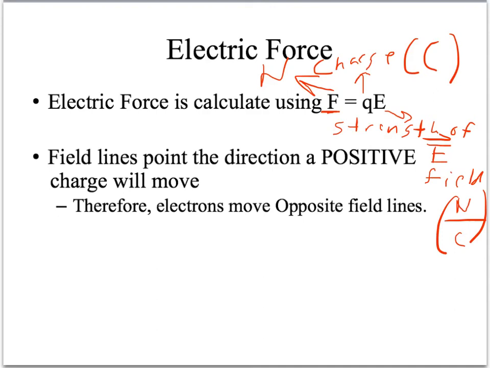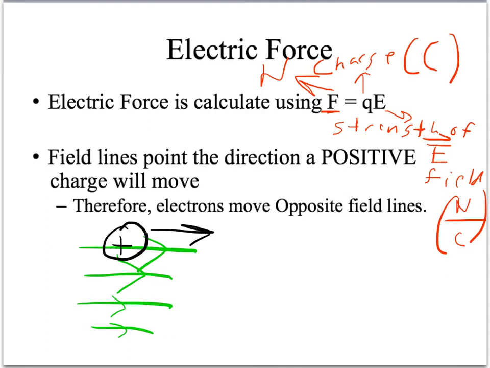Field lines point the direction a positive charge will move. Therefore, electrons will move opposite field lines. So if I have a field drawn like so, indicating its direction, and I put a positive charge in that field, it will move in the direction of the field lines. So it will experience a force that way, which will in turn give it a velocity that way. If I put a negative charge in the field, it will experience a force opposite the direction of the field and therefore move in that direction.